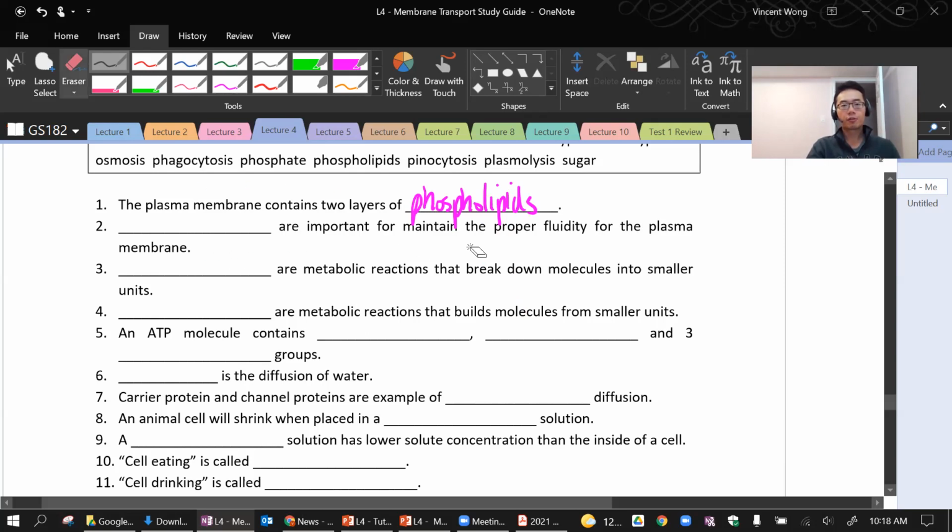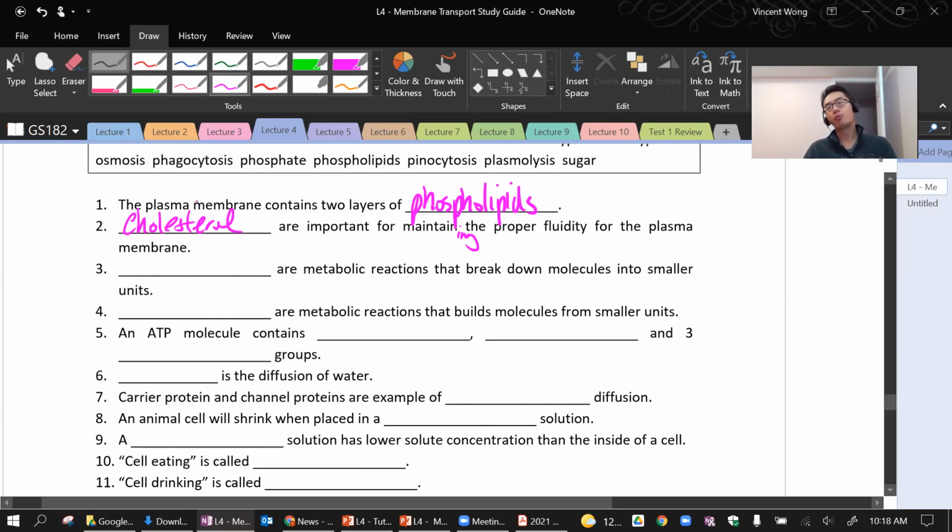Something else that is important for maintaining the proper fluidity of the plasma membrane is cholesterol.